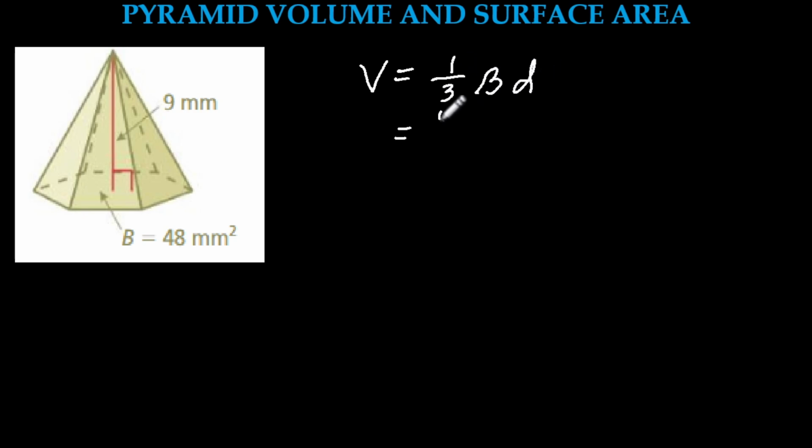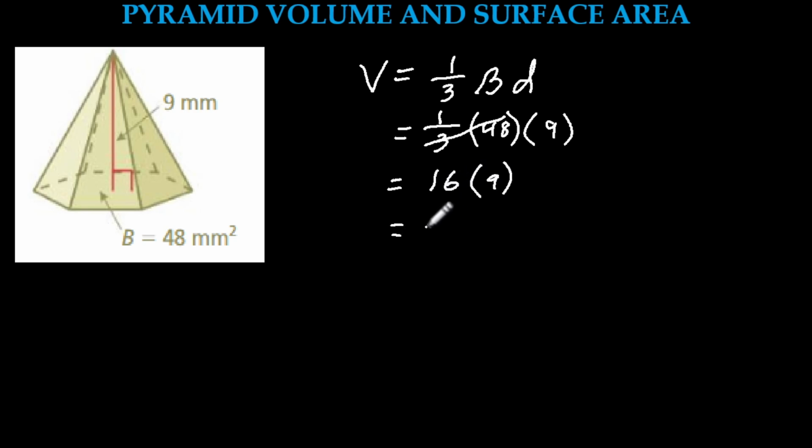So I bring down the 1/3. We are given that it's 48 here for the area of the base, and the height is 9. So we can take 1/3 of 48 is 16 times 9. And 16 times 9 is 144. And for our units, we have millimeters cubed.